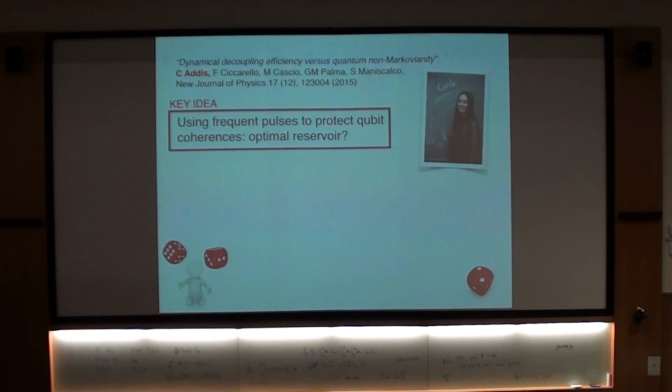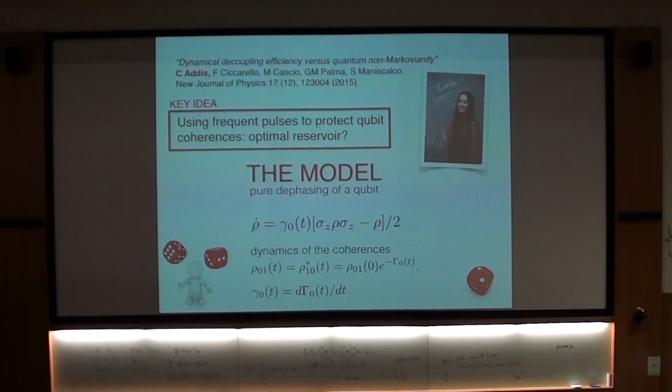You can ask different types of questions. One question is: in the absence of any dynamical decoupling, we may have a Markovian or a non-Markovian environment, and which of the two is best to obtain maximal efficiency of dynamical decoupling? To maximize the efficiency of dynamical decoupling, is it better if my environment is Markovian or non-Markovian? We also studied a different question: how does the dynamical decoupling induce non-Markovianity?